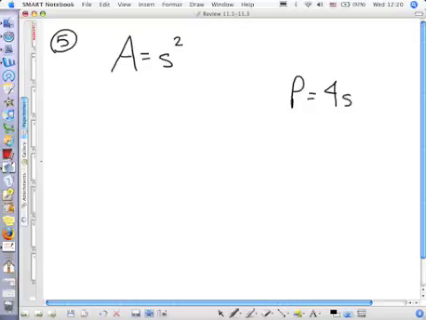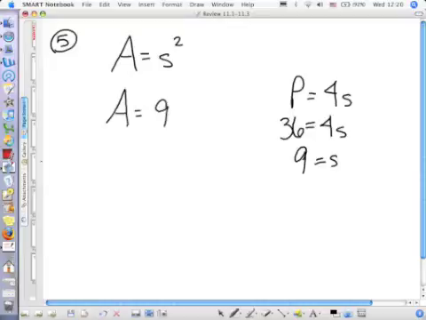So if the perimeter is 36, then each side is 9. So the area is equal to 9 squared, or 81. Which is why you need to know both your perimeter and your area formulas.